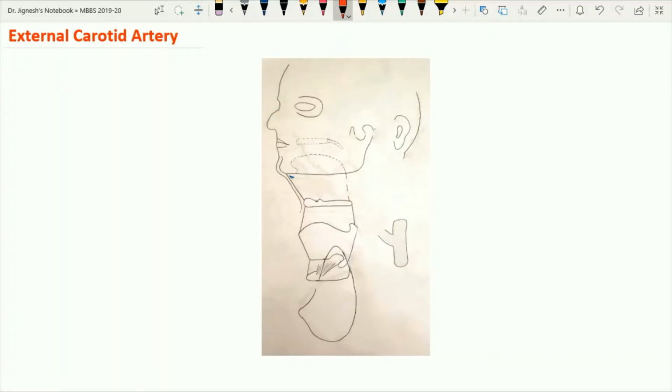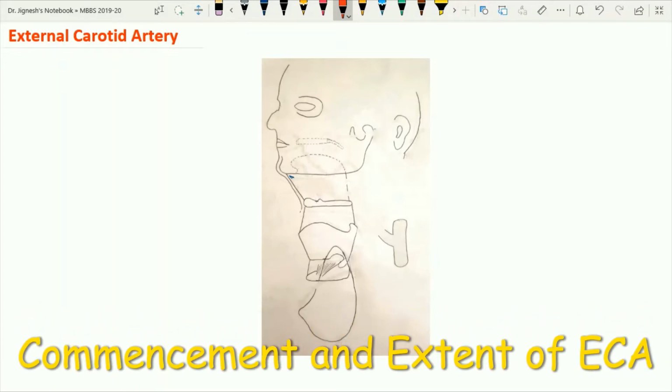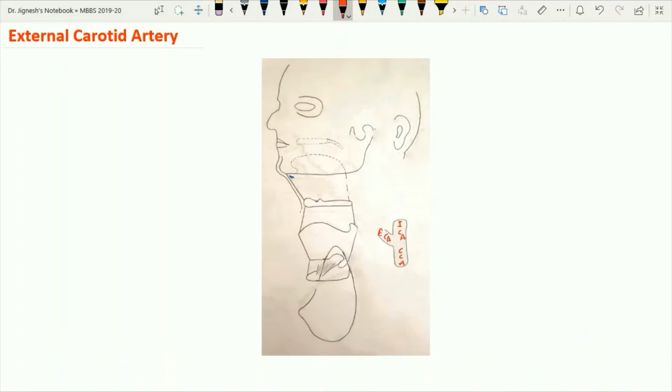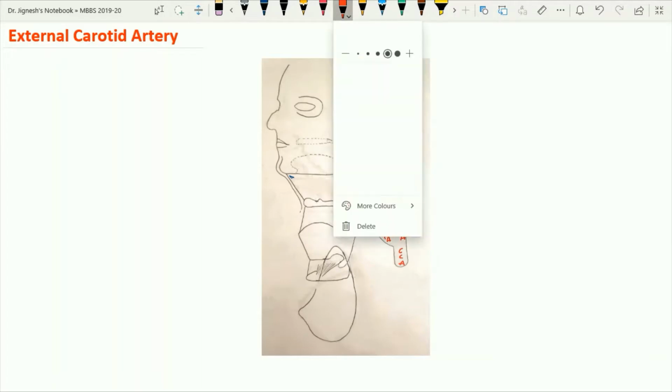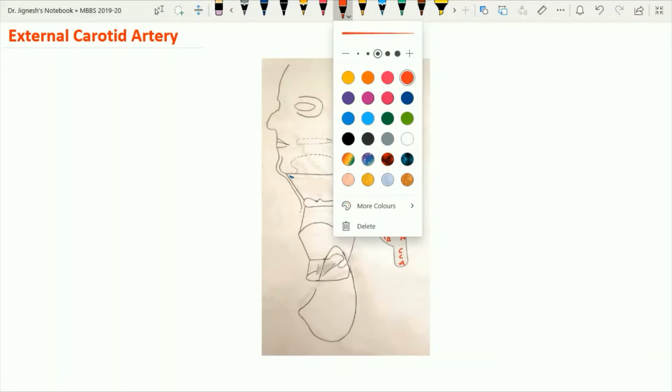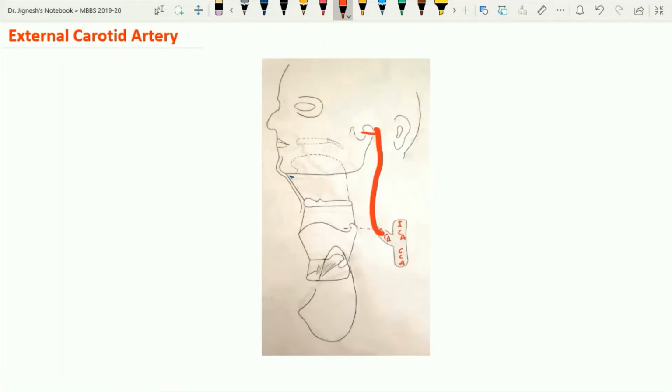Let's see the external carotid artery. This external carotid artery is one of the terminal branches of the common carotid artery, which extends from the upper border of the thyroid cartilage to just behind the neck of the mandible. Just behind the neck of the mandible, this external carotid artery is divided into two branches, the maxillary artery and the superficial temporal artery.